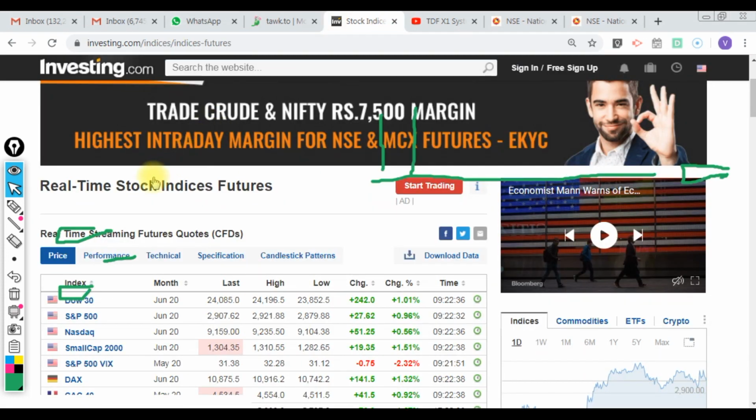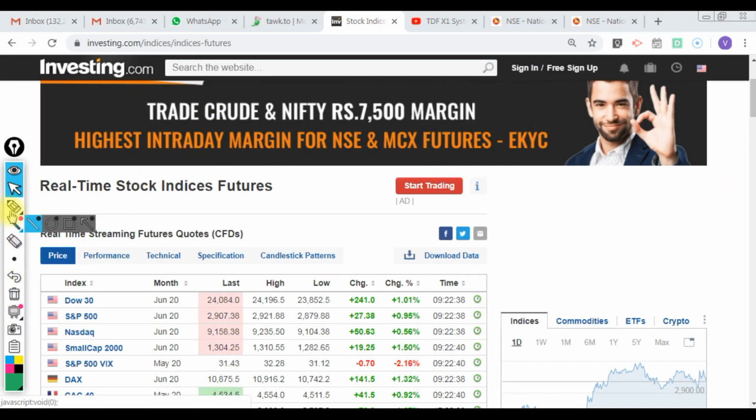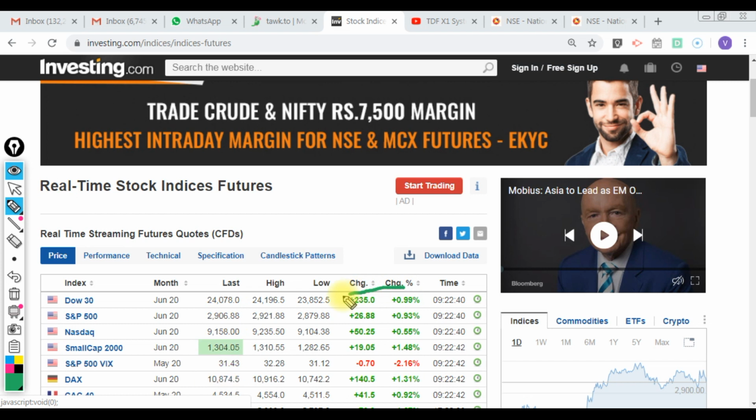We will see Dow futures now. You can see here it is almost showing you a 1% uptick, almost 240 points. But we have to see what will happen in the overnight session. And we will see the Dow chart now.